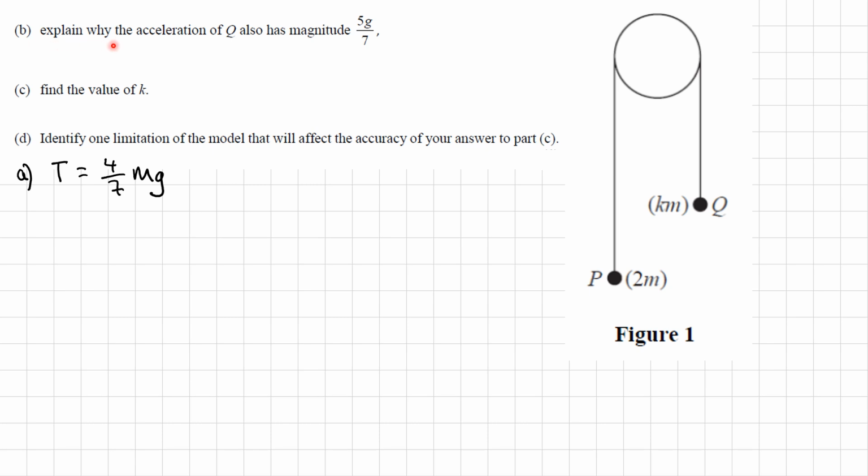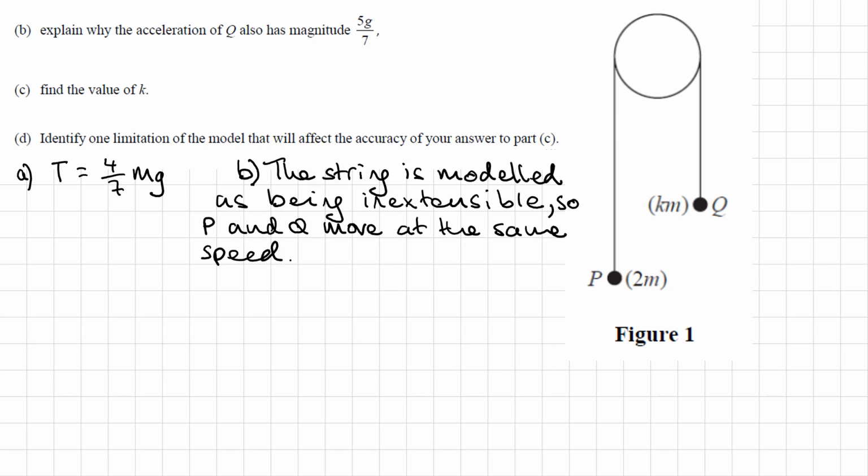Part B: Explain why the acceleration of Q also has magnitude 5g/7. Now, I did just speak about that, and the reason why they both have the same acceleration is because the string has been modelled as being inextensible. So we can just write that down. Because it's inextensible, it means that P and Q move at the same speed.